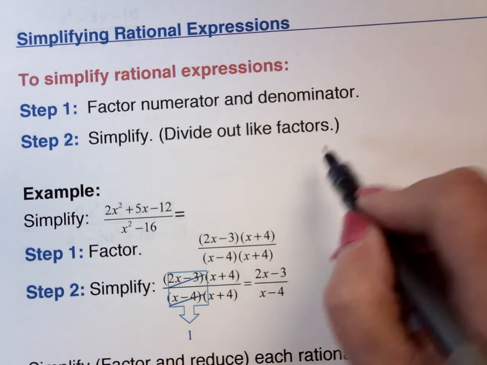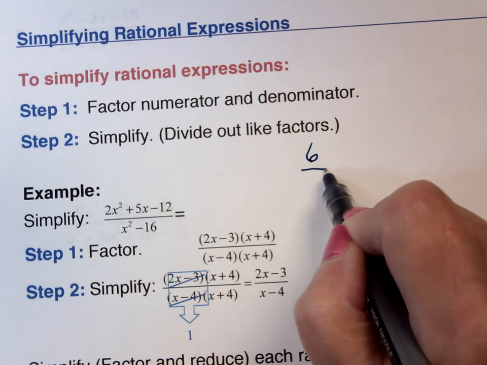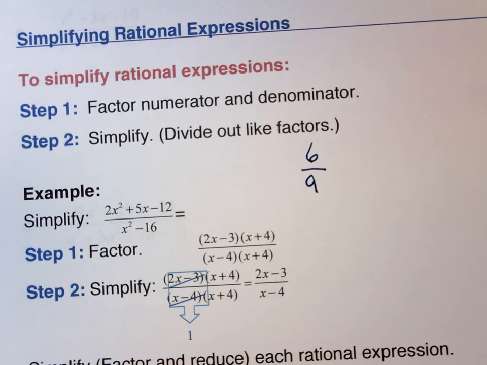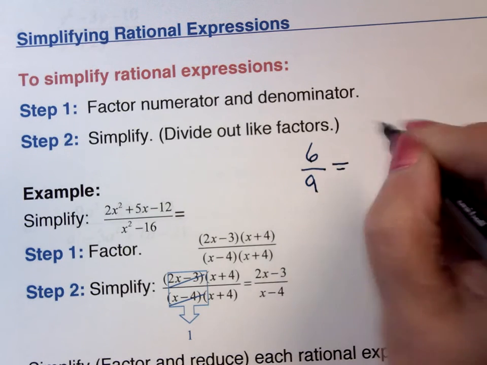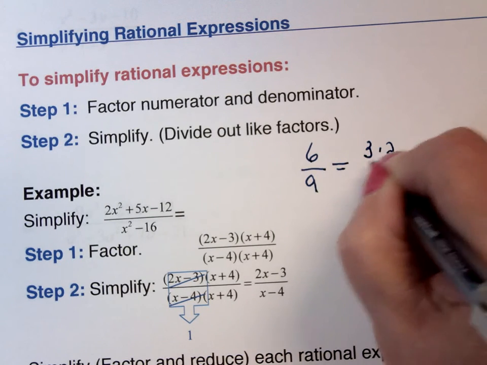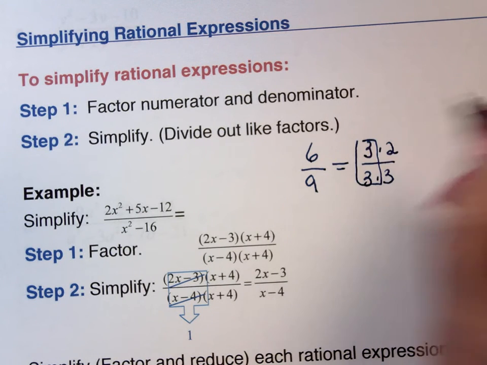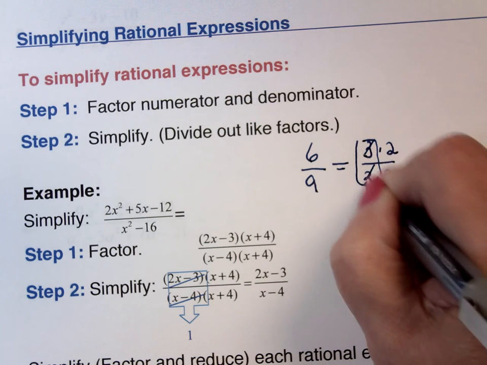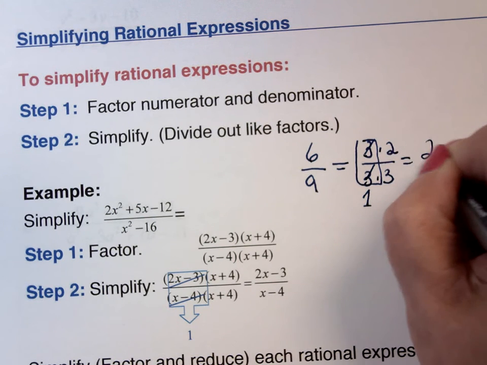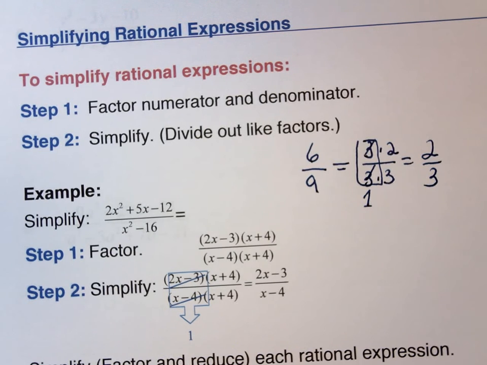When you're simplifying, it's like saying I'm taking 6 over 9, and you reduce it out. Theoretically, 6 is 3 times 2. 9 is 3 times 3, and here you notice the 3's reduce out because they form a 1, and it's equivalent to 2/3. That's the arithmetic version of the algebra that we're doing. So you factor it out, you divide out the like factors, and you're left with something that's equivalent but simpler.